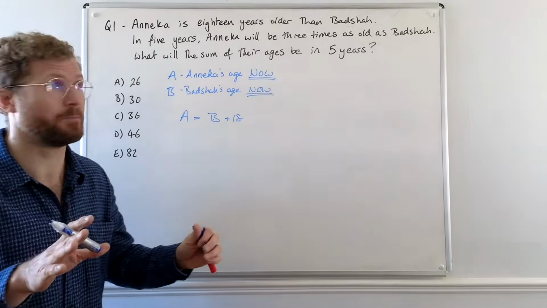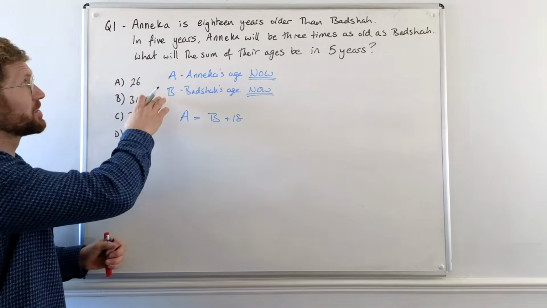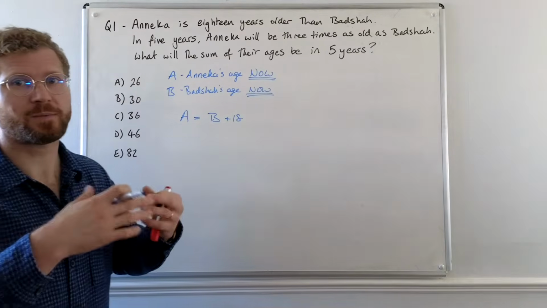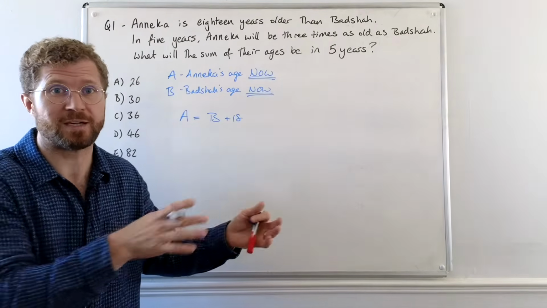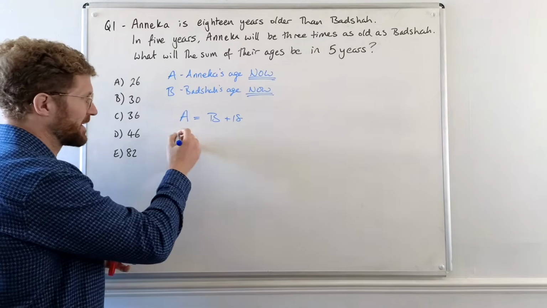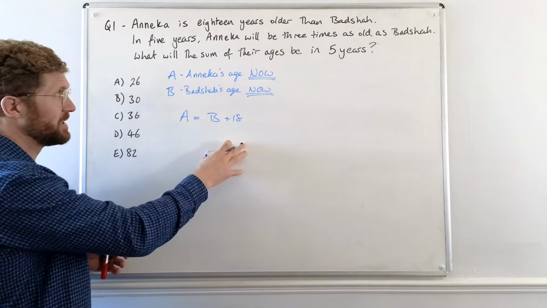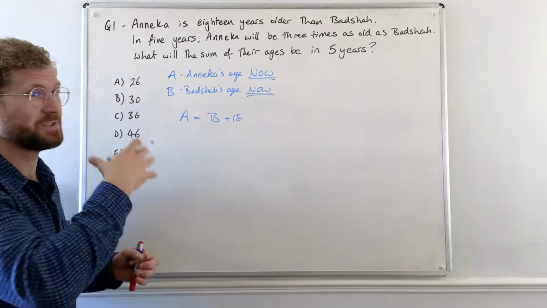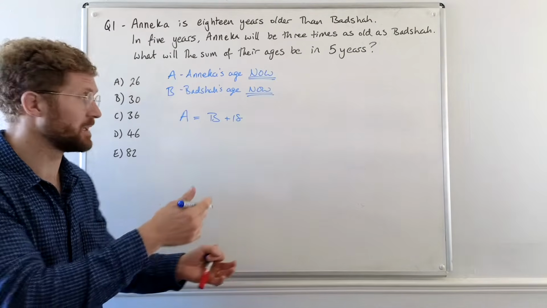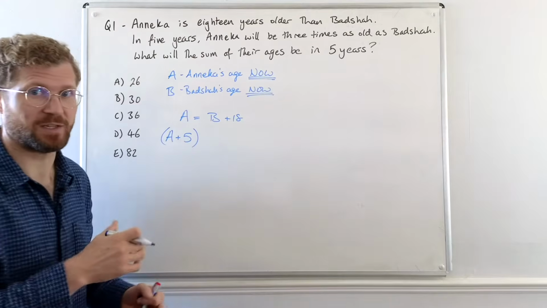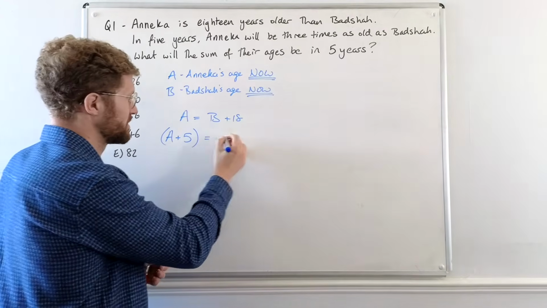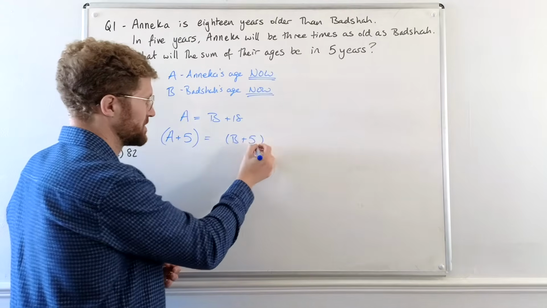Great, no problem. All right, where this becomes important is when we look at the second line here, when we're talking about what happens in 5 years. So in 5 years' time, Annika is going to be 3 times as old as Badger. I can't just say that A equals 3B, because A and B are their ages now, not their ages in 5 years' time. In 5 years' time, Annika is going to be A plus 5 years old, and Badger is going to be B plus 5 years old.